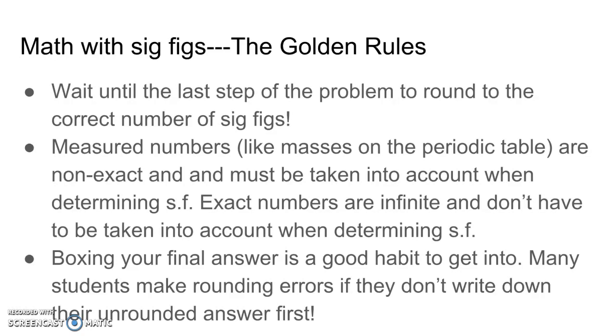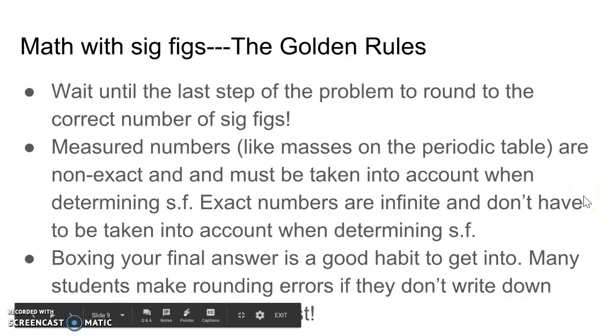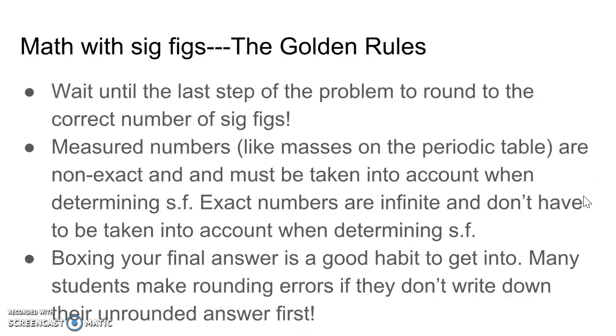Measured numbers, like masses on the periodic table, are non-exact, and they are the ones that help you determine sig figs. Exact numbers, like often the numbers that you use to balance an equation, you don't need to use to determine sig figs. Get into the practice of boxing your final answer. I've noticed, and Becky has noticed as well, students make a lot of rounding errors. So write down your unrounded value, whatever was on your calculator first, and then write down your final answer with the units and box it. Just something that I've noticed, handy tip.